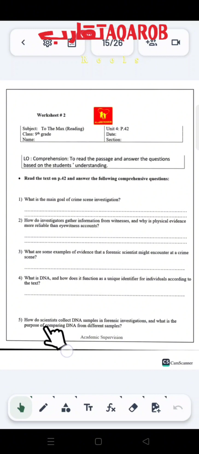Question number 5. How do scientists collect DNA samples in forensic investigations, and what is the purpose of comparing DNA from different samples? So, in forensic investigations, scientists collect DNA samples from the inside of a person's cheek or their blood. Comparing the DNA of different samples help determine if they are from the same person, aiding in proving innocence or identifying details about a person.